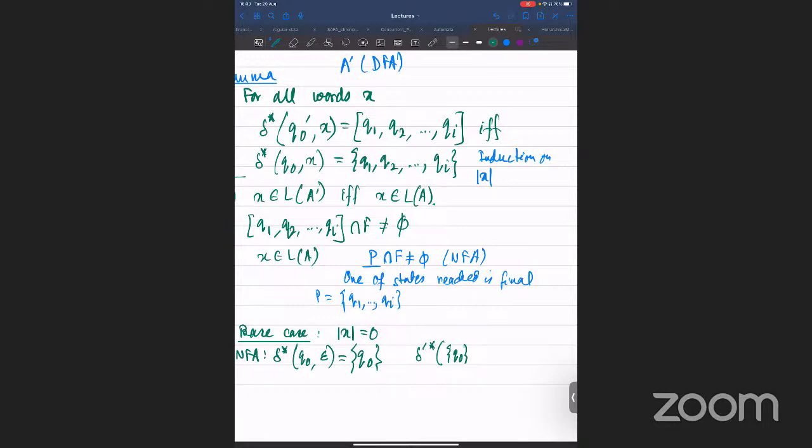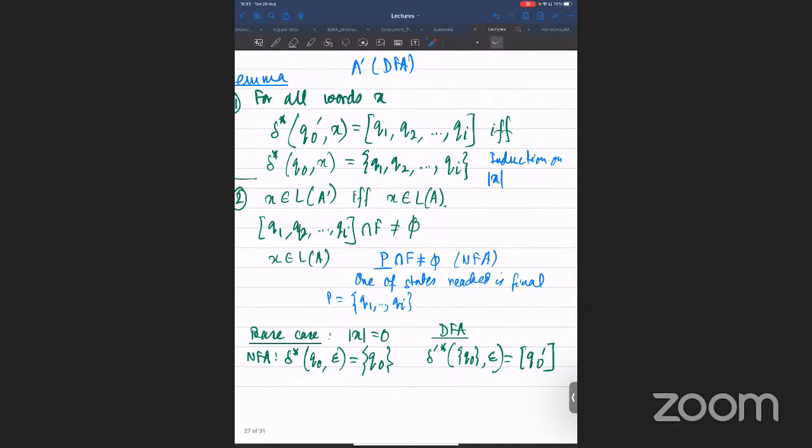So delta prime star of Q0 comma epsilon equals... So this is on the DFA, right? Just so that we don't have any confusion, I'm writing the state in square brackets instead of in braces. Correct? So essentially you can see the base case, then you can say that by induction it holds for some length of X.